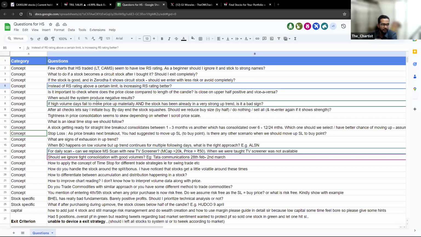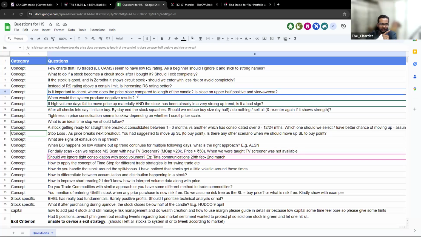So now you have, is it important to check where the price closes compared to the length of the candle? Sir, I think we are taking this first session, no? This is session number 2. Is it important to check where the price closes compared to the length of the candle? Is a close on the upper half positive, and vice versa?